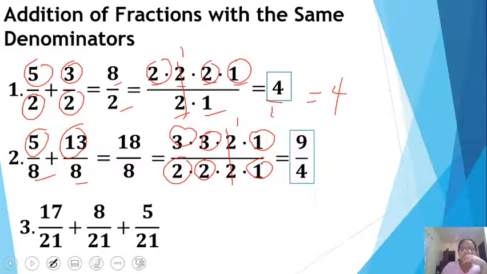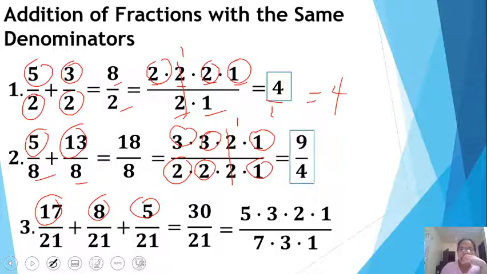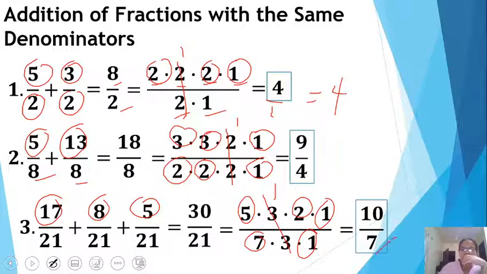How about 17 over 21 plus 8 over 21 plus 5 over 21? So you add the 3 numerators, which will give us 30 over 21. Copy the denominator. And then simplify, cross out the same factor, which will give us 1. So we're left with 5 times 2 times 1, which is 10 for the numerator, and 7 times 1 for the denominator. So that's the final answer.